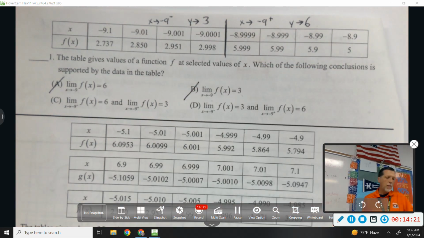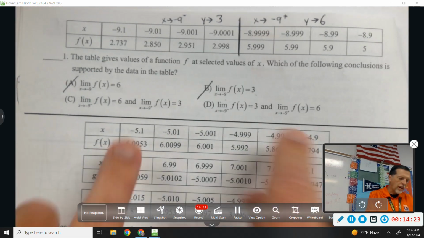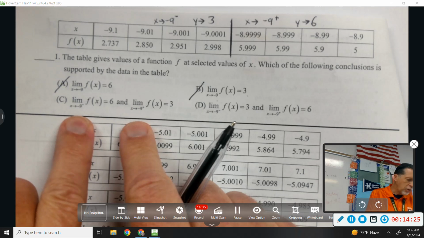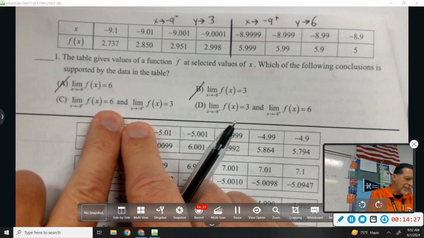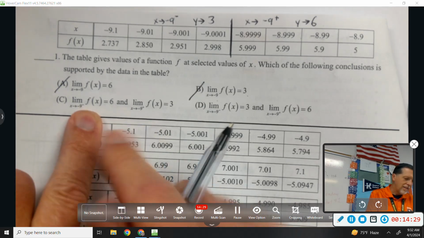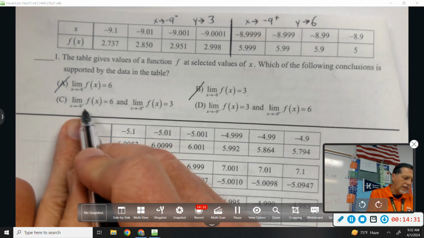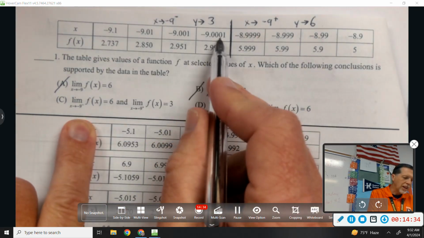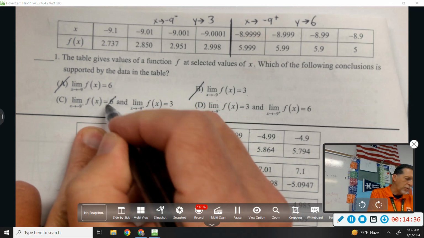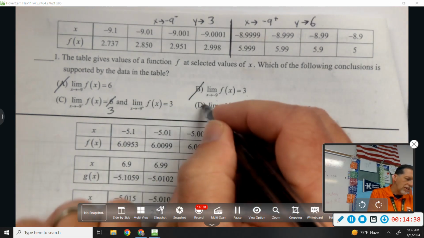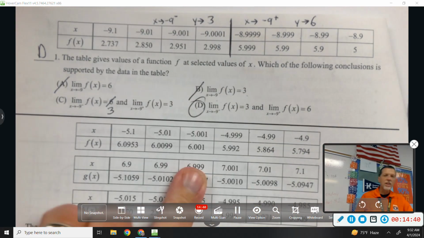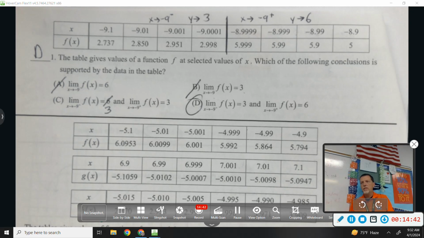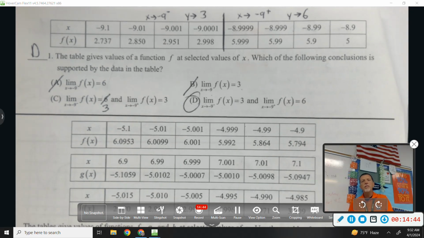So, okay, here we go. X approaches negative 9 from the left is 6. Negative 9 from the left would be smaller than negative 9. That's supposed to be 3. So the answer is D. So that would be an example of a question where you don't have a calculator, but you don't need it because we filled in the table for you.